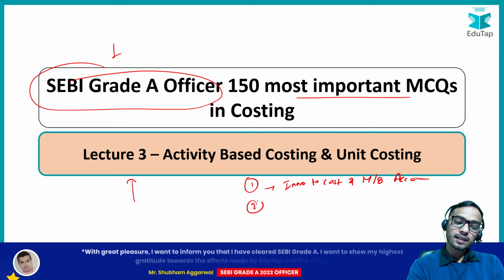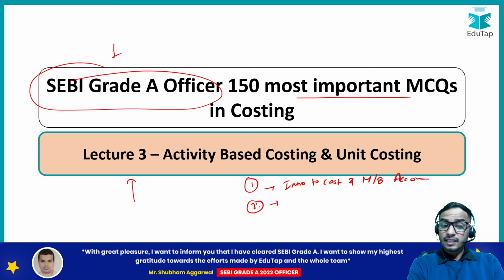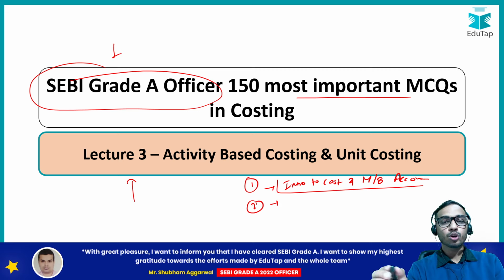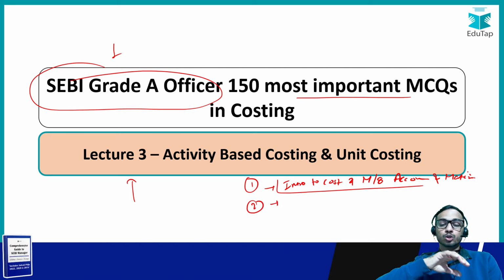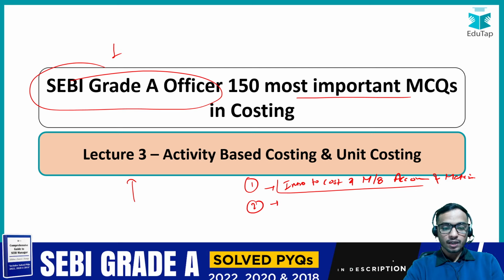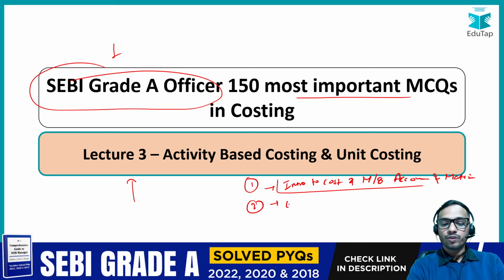Right. And in the first class, apart from this introduction to cost and management accounting, we also discussed concepts related to material costing, and we applied those concepts in the form of MCQs, right? And in the second class, we discussed the important concept of employee costing, isn't it? We also call it labor costing.